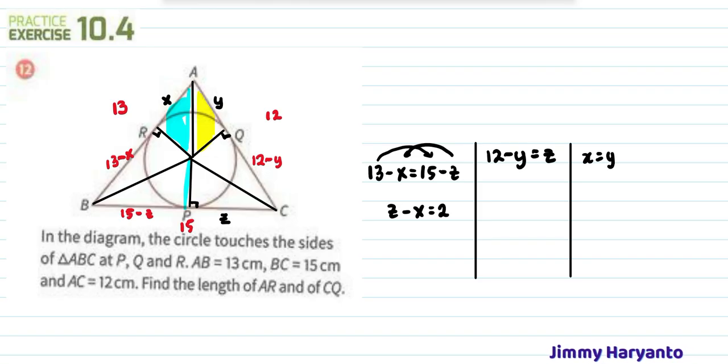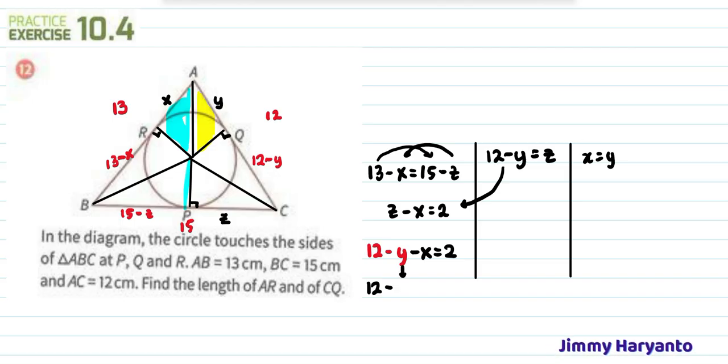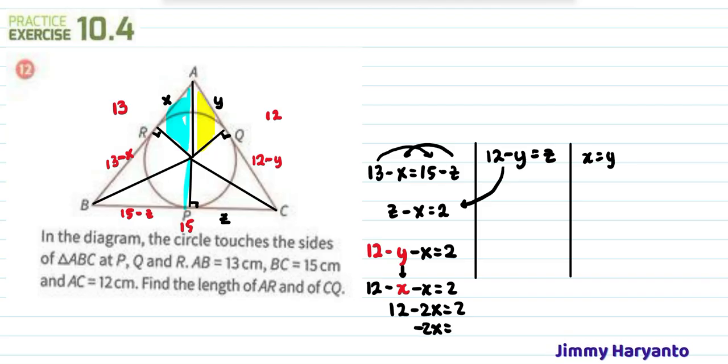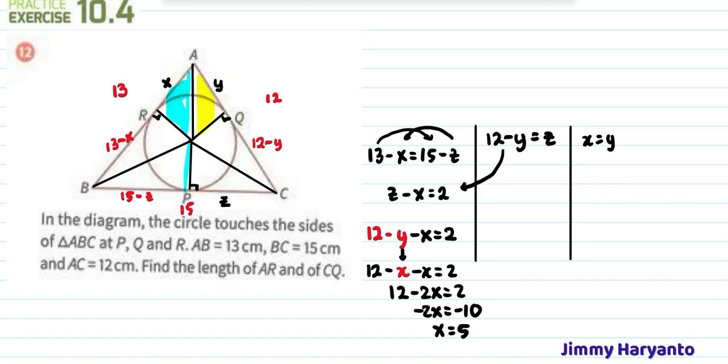Okay, next, I think I can input the z into the first, so I will have 12 minus y, and then minus x equals 2. Also, I can change this y into x because y equals x. Minus x equals 2, so you have 12 minus 2x equals 2. Negative 2x equals 2 minus 12 equals negative 10, so x equals 5. It means x equals 5.